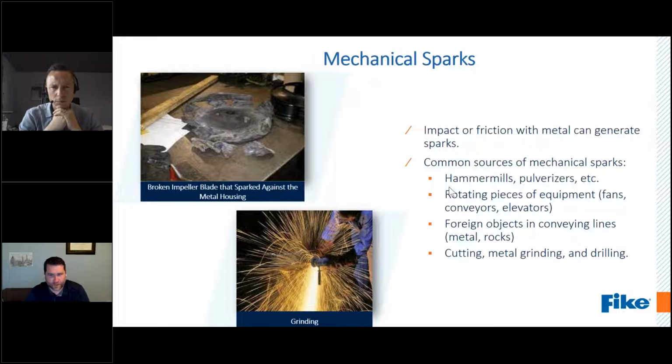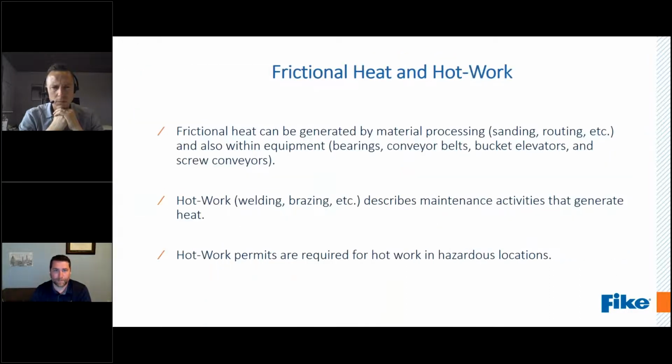Then you've got the foreign objects, which could be foreign debris, metal or rocks that come into your material stream. But it could also be things like the example here of a broken impeller blade. When that breaks off, that tramp metal gets sent down into the system, and that can create sparks on the conveying lines. It could create a hazardous spark if it hits a mill down the line, or if it hits the receiver or bin that it goes into. Then finally, you've got cutting, metal grinding, and drilling.